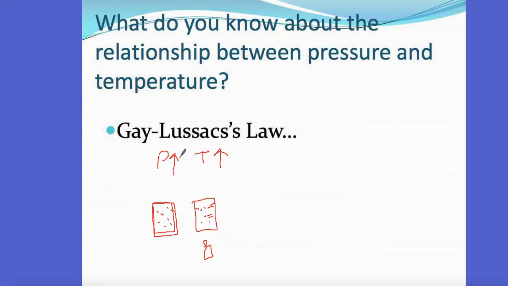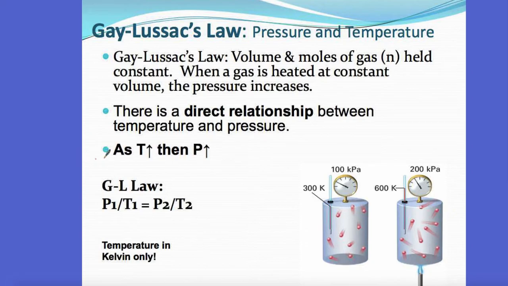So my pressure is going to go up because I'm going to have more hits, and harder. They will hit the sides of the container harder, and they will hit the sides of the container more often, because each particle has so much more energy. Okay, that's all that's changed. All right, again, it's a direct relationship because as one goes up, the other goes up. And when we say that as one goes up, the other goes up, then this is the equation we'll get. Again, it's hard to write fractions in a PowerPoint, so we do it like this.